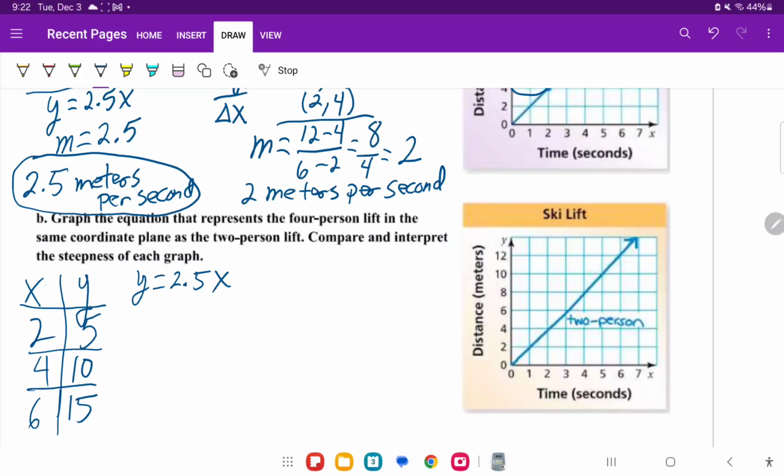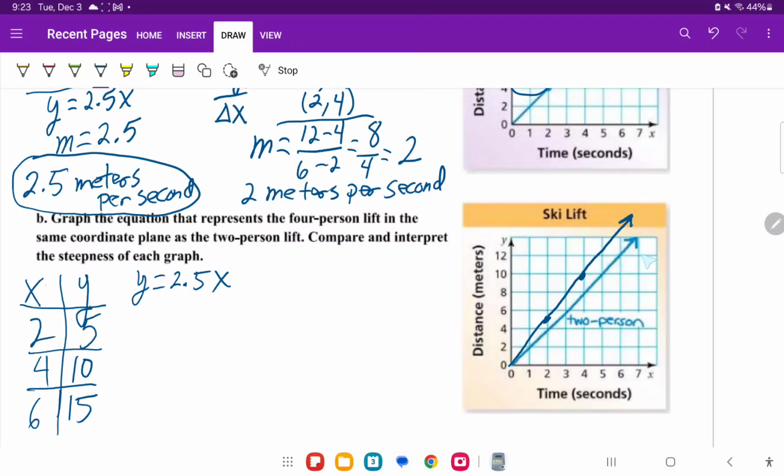So I'll use those points and I'll graph it over here. The first point is 2, 5, which is right there. The next point is 4, 10, which is way up here. And then 6 would be 15, which is off my scale. So I'm just going to sketch it with these 2 points like that. Okay? So that is what the 4-person would look like.